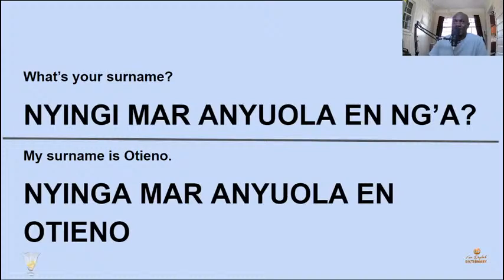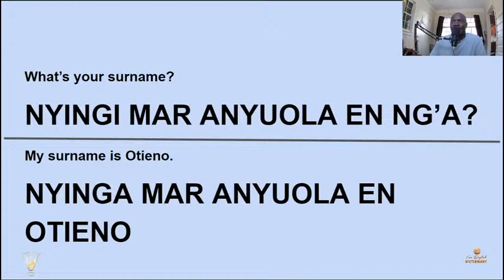You can see that you just repeated what you've been asked, the first three words, Nyingi mar anyuola, and you say Nyinga mar anyuola. All you need to do is put in your name and say Nyinga mar anyuola en Otieno. Of course, you don't have to say mar anyuola. You can still say Nyinga en Otieno, and that would be good enough.